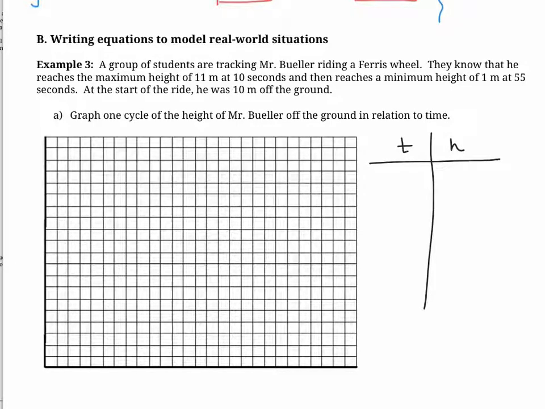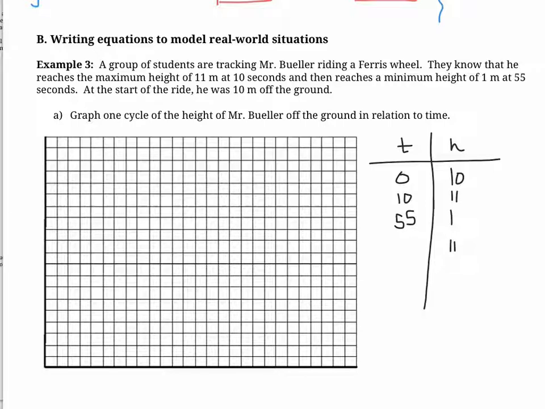So if we were to plot the points first in a t-table, just to organize ourselves, we know that at the start of the ride he was 10 meters off the ground. So that indicates at a time of 0 he was 10 meters off the ground. And after 10 seconds he reached his maximum height, which was 11. And at 55 seconds he reaches minimum height, which is 1 meter. If we were to plan this really quickly, when would he again reach his maximum height of 11 meters?